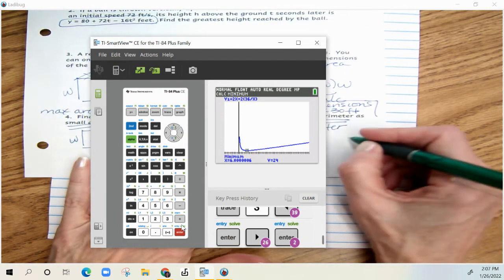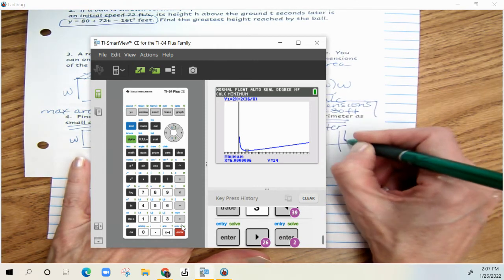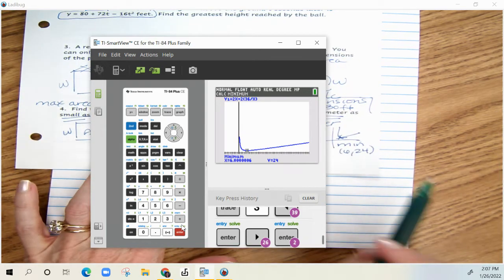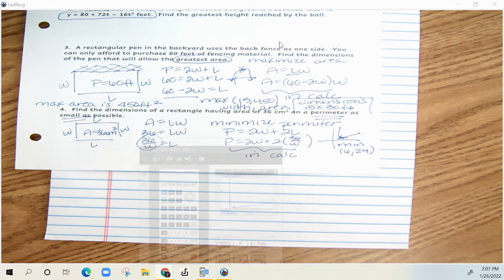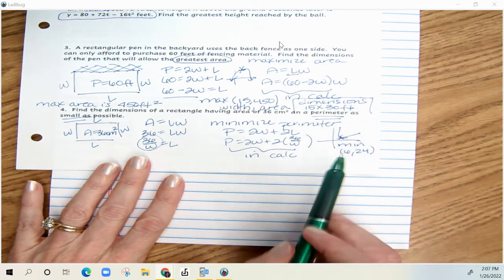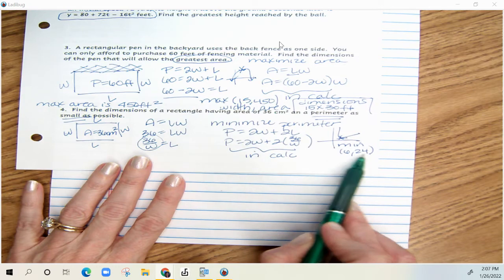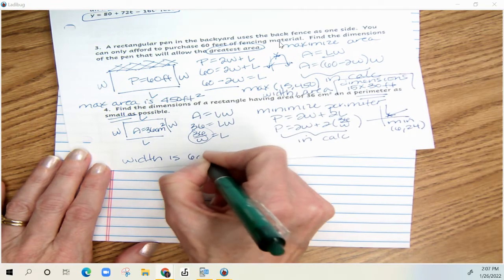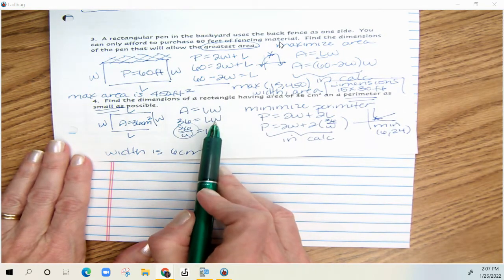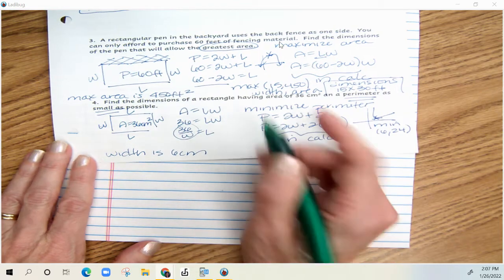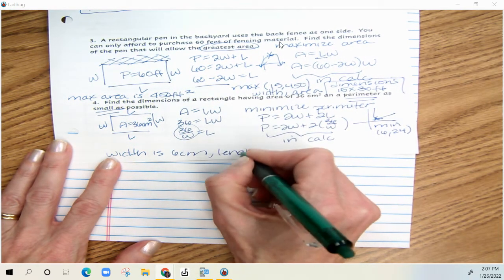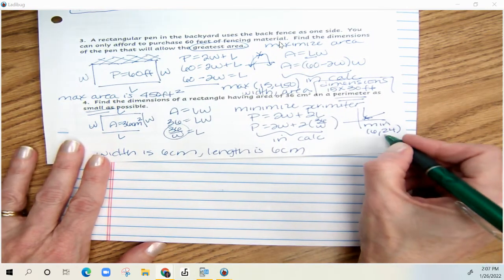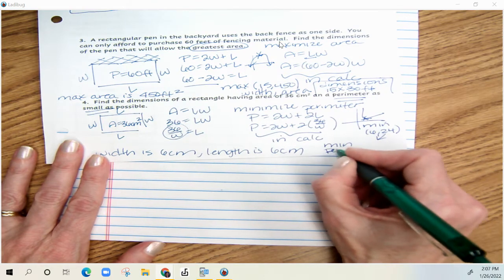So if we do a quick sketch, basically this, we're looking for the minimum. The minimum is 6, 24. So in terms of the equation I put in the calculator, the x coordinate is the width and the y coordinate is the perimeter. So the width is 6 centimeters. And if I put that back in here, then the length would also have to be 6 centimeters. And the minimum perimeter is 24.